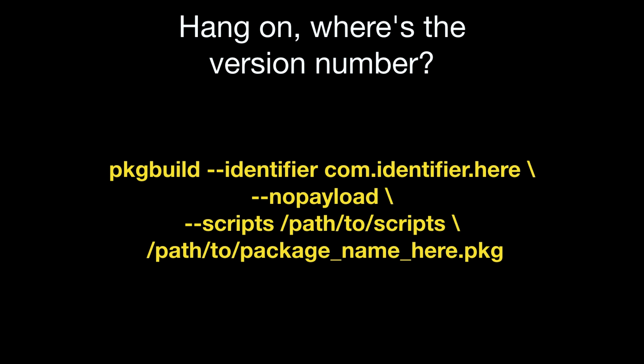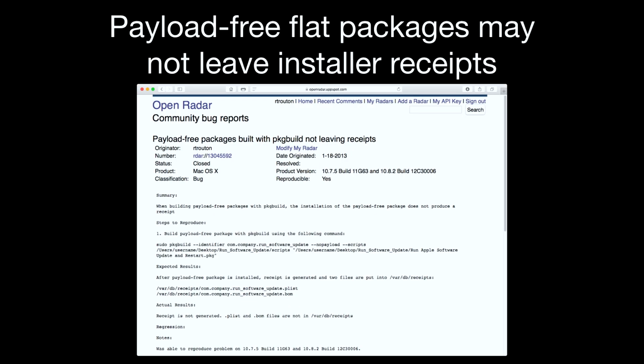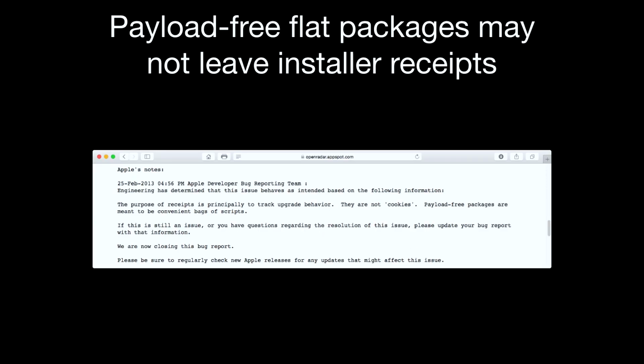Why is this? Well, when you build a payload-free package with Apple's package build tool using the no payload flag, no receipt is left behind. No receipt, no need for a version number. I filed a bug about this because this seemed wrong. When I did, Apple said that this was actually intended behavior for payload-free packages built using package build's no payload option. In Apple's opinion, payload-free packages are a convenient bag for scripts. They're just the delivery mechanism for your script. So any other type of package will leave a receipt behind, including a bundle-style payload-free package.